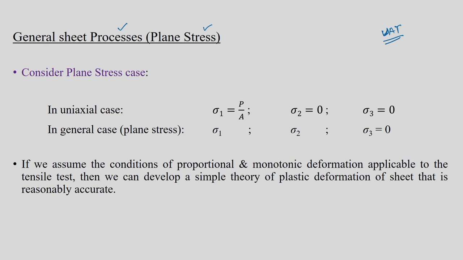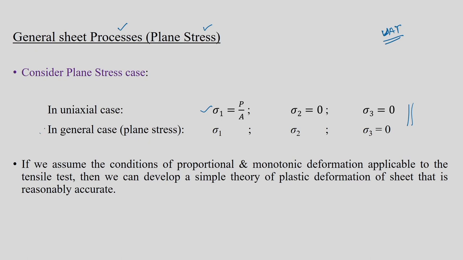Now, since we have already discussed what sigma 1, sigma 2, sigma 3 are, which direction each belongs to, we can directly write this, which will make us a little bit clear about what plane stress is in this deformation. So, the uniaxial case: I just compared it here. Sigma 1 is equal to P by A, sigma 2 is equal to 0, sigma 3 is equal to 0. Again, this holds until uniform plastic deformation. When instability starts, it is not going to work.